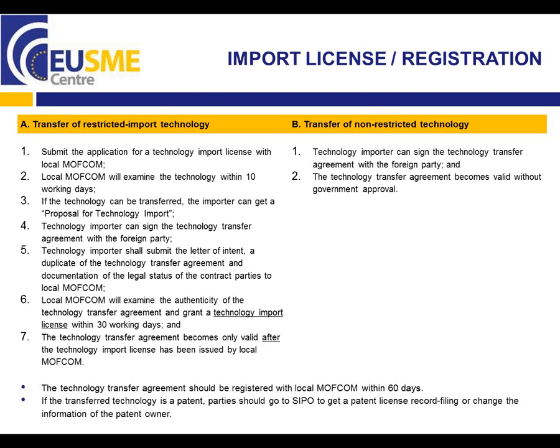Then the technology importer submits a letter of intent and the technology transfer agreement and other documentation. MOFCOM will not start with the examination of the authenticity and grant the technology importer before that is done. So you have another 30 days that MOFCOM, after this application has been made, before they give a technology import license. They might ask some additional questions because parties sometimes don't want to disclose all the technology and hide some from the contract or the annexes. Sometimes it's accepted, sometimes it's not accepted. If it's not accepted, you have a communication, then it will take much longer. But in total, it should be able to do it in 2-3 months.